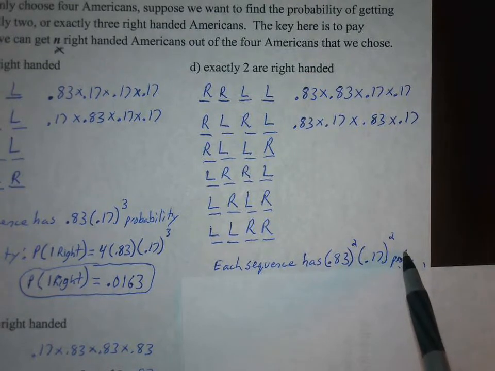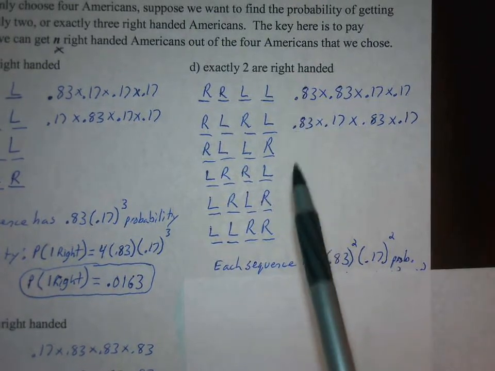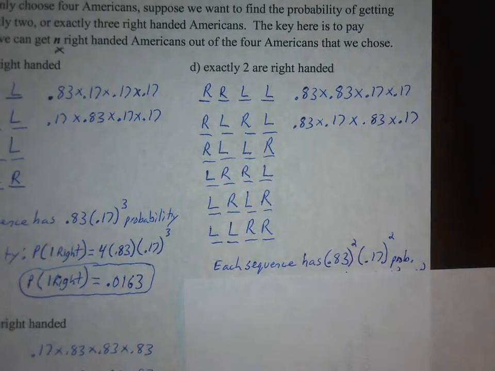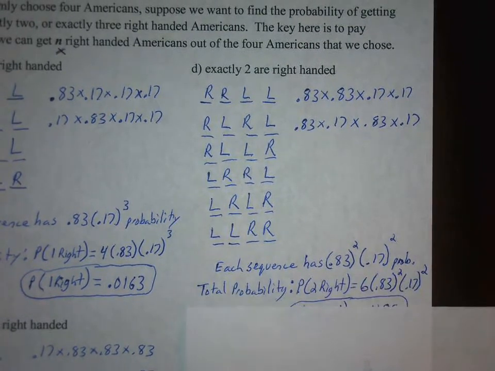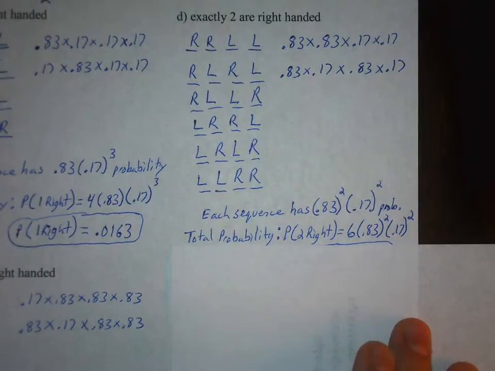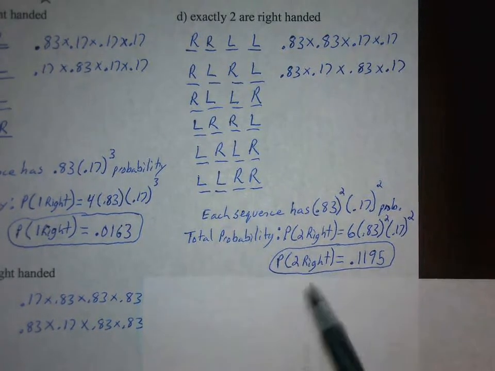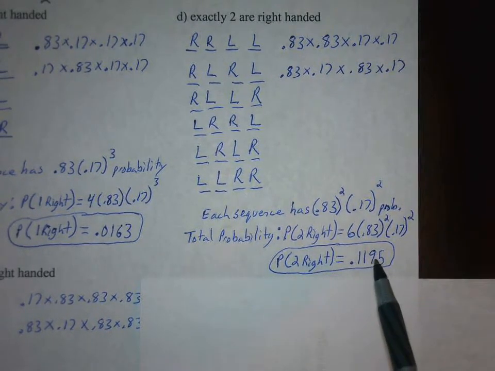But now again, the issue is that happens 6 times. So if you add that together 6 times, you do 6 times 0.83 squared times 0.17 squared. And when you do that, the probability of exactly 2 right is 0.1195.